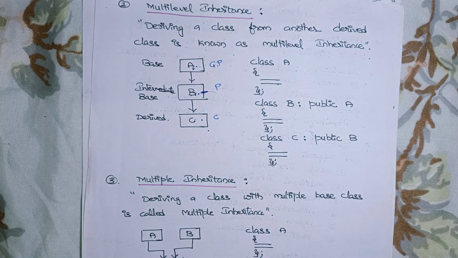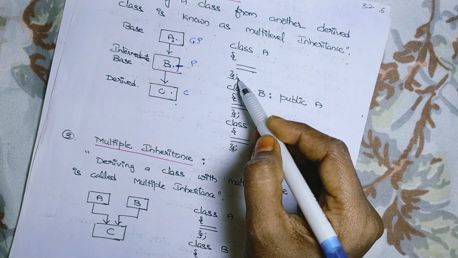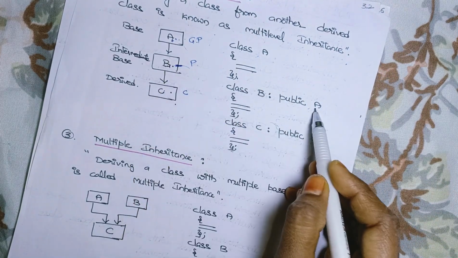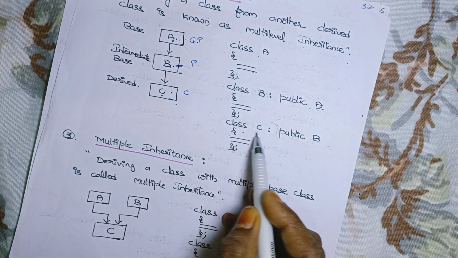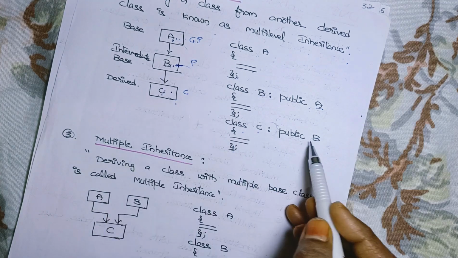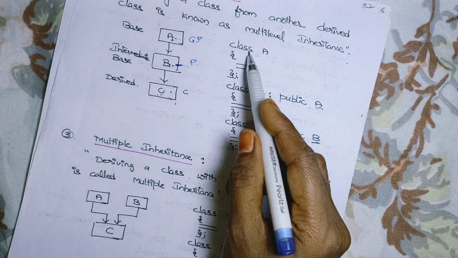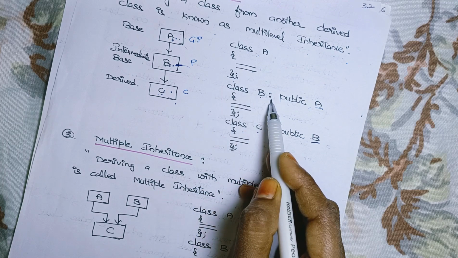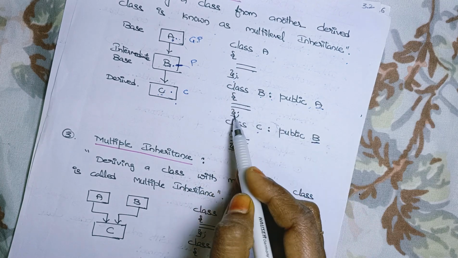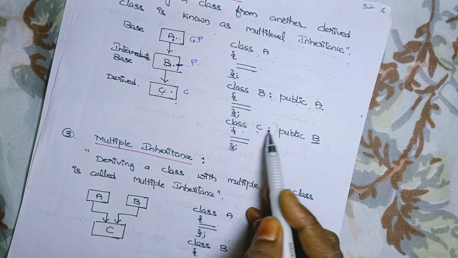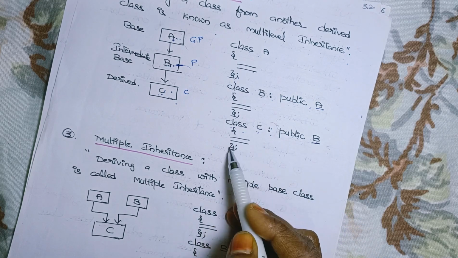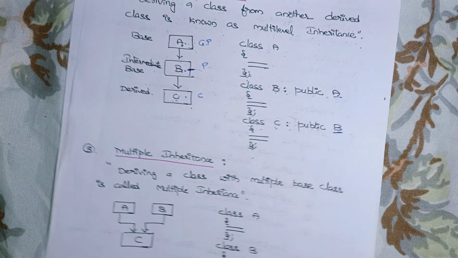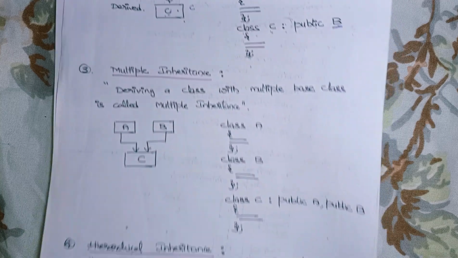This is the syntax you can write. Class A; in class B you can get the A properties; next, in class C you can get the B properties. So class A is closed here. Next, class B colon public A. Class B is closed. Class C colon public B. Class C is closed. This is the simple syntax of multi-level inheritance.